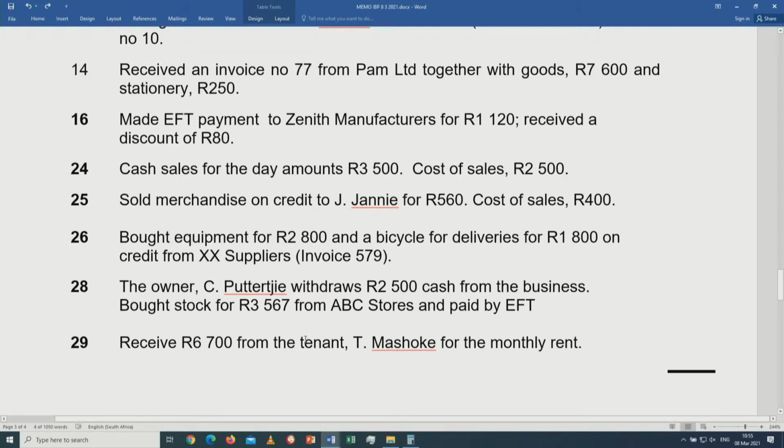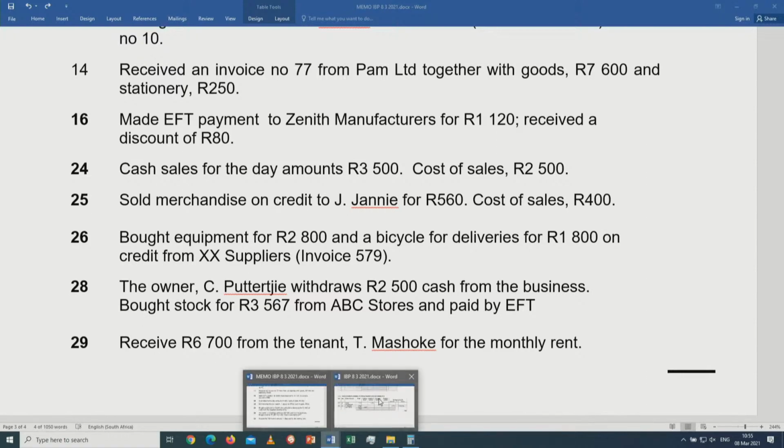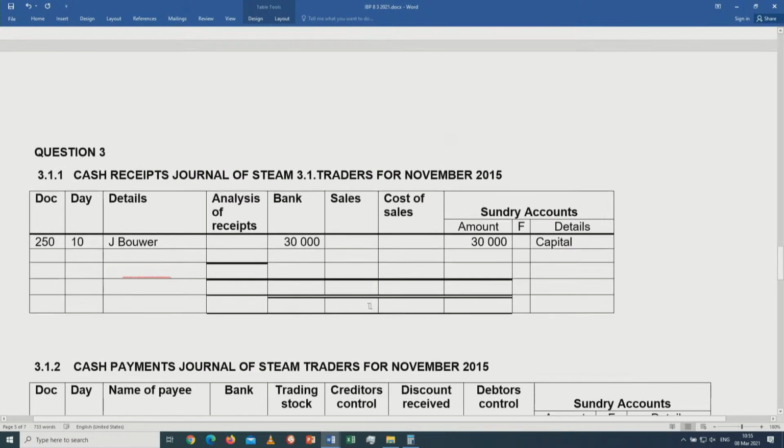Then let's go to the next one. Cash sales for the day, 3,500, and the cost of sales was 2,500. It's already calculated for us. So if it's cash sales we have received, we need to go to our cash receipts. And then under our cash receipts, you're going to see those sales.